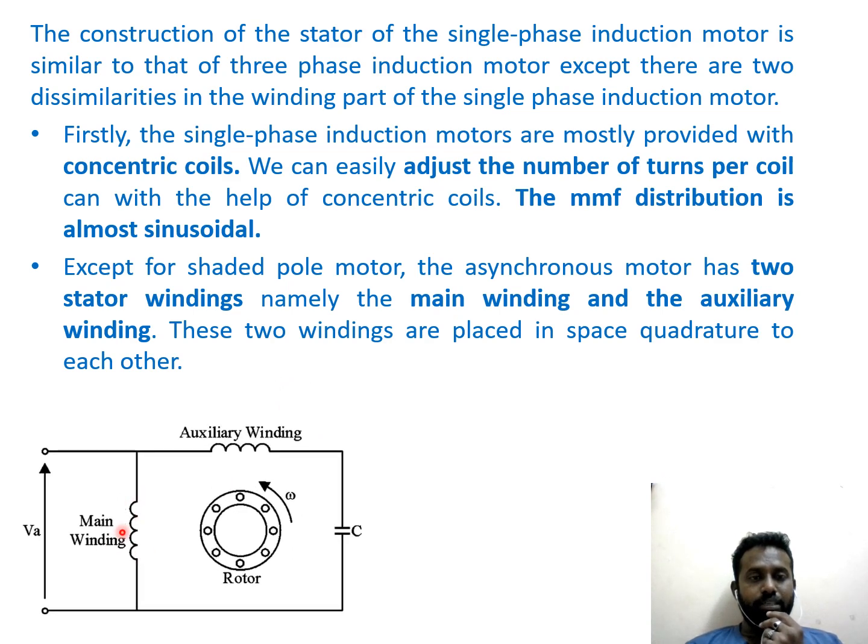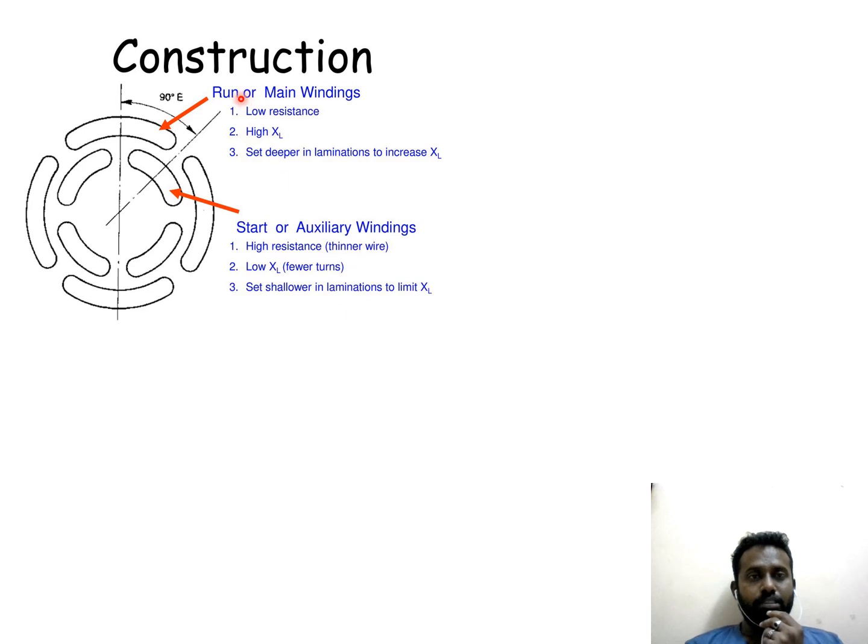See, this is the main winding and this is the auxiliary winding, and this is the rotor. You can consider this as a stator. We'll see why we are using this capacitor in the next slides. This is the run or main winding, and in this the auxiliary or start windings are placed. The main winding has low resistance, high XL value, and is set deeper in the laminations to increase XL. The auxiliary winding has high resistance, thinner wire, low XL, few turns, and is set shallower in the laminations to limit XL.